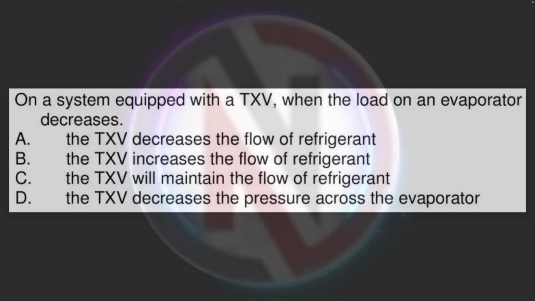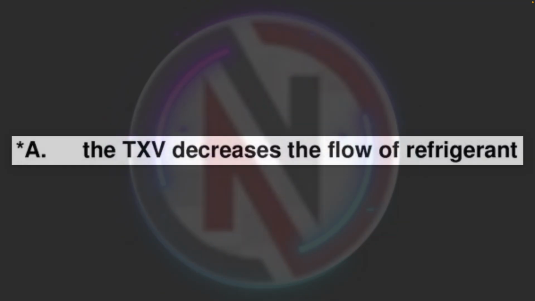On a system equipped with a TXV, when the load on an evaporator decreases: A. the TXV decreases the flow of refrigerant, B. the TXV increases the flow of refrigerant, C. the TXV will maintain the flow of refrigerant, D. the TXV decreases the pressure across the evaporator. A. The TXV decreases the flow of refrigerant.